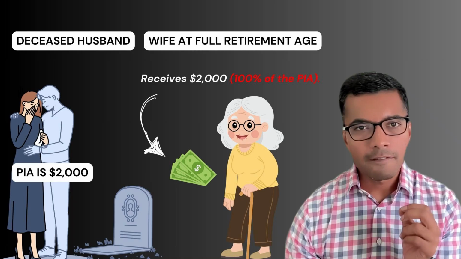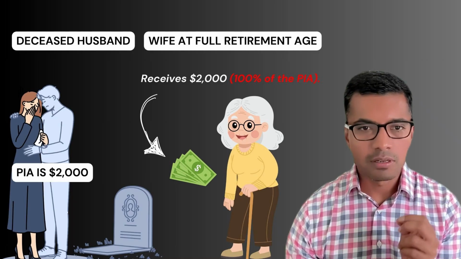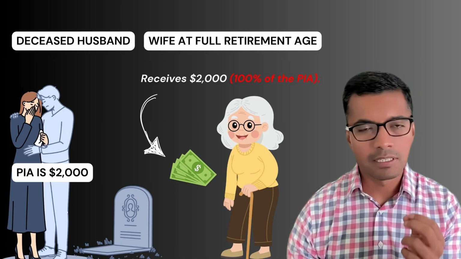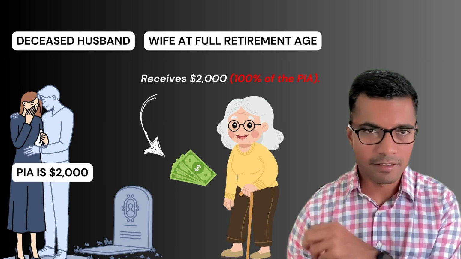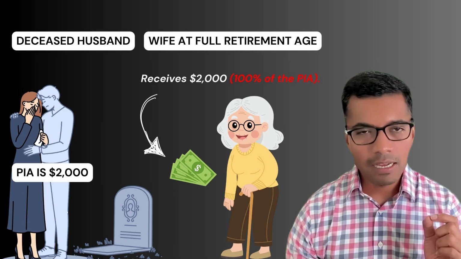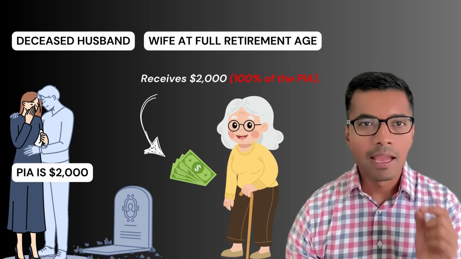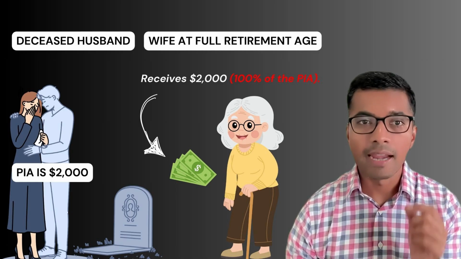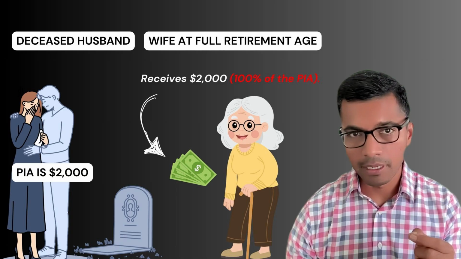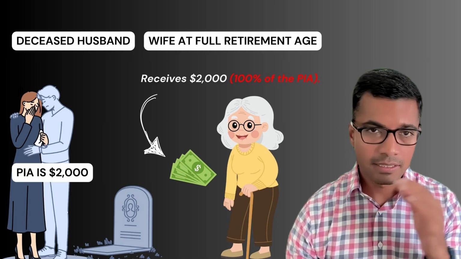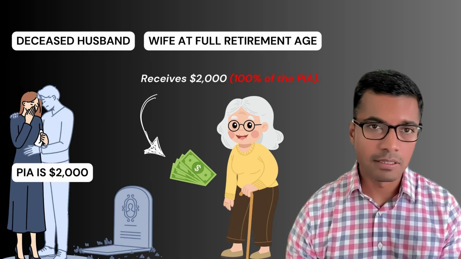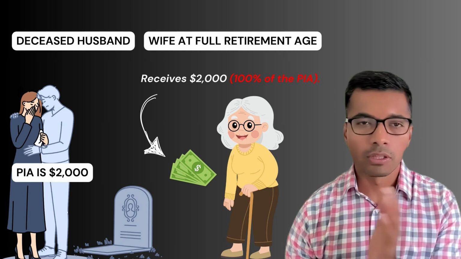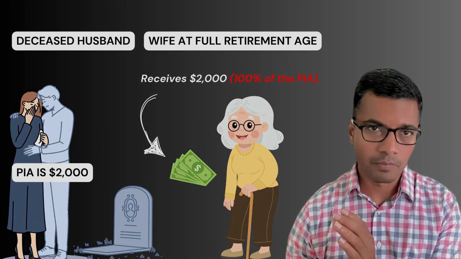If the PIA for the deceased worker is $2,000, which is the full retirement benefit that this person would get at age 67, then the surviving spouse would get $2,000, which is 100% of the PIA at that person's full retirement age. If she has taken the retirement early, that would be reduced, as we talked about, from 71.5% all the way to 99%.